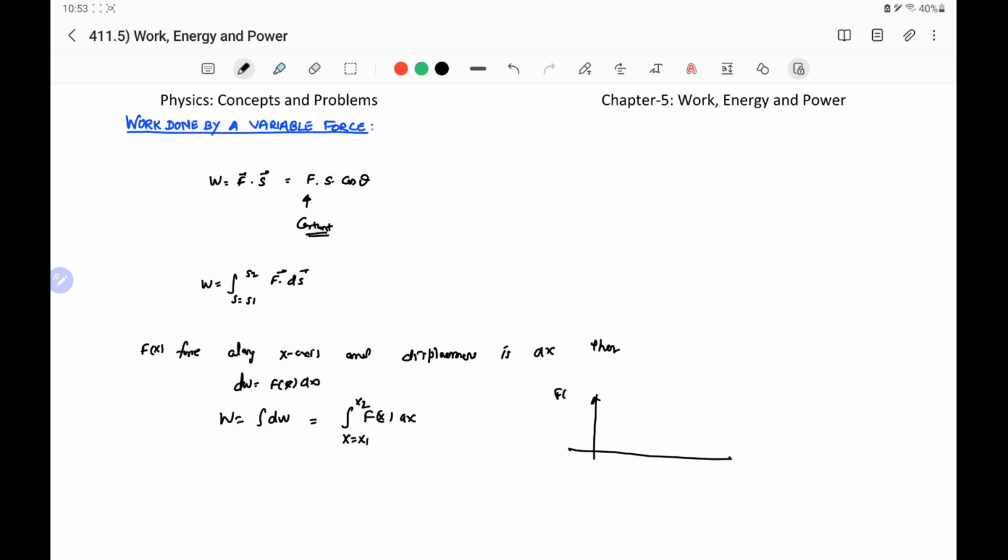This is Fx, and on the x-axis we take x. This is the graph between Fx and x. So between position x equal to x1 and x equal to x2, the area under the graph will give the net work done. To get more clarity, we will do some problems.